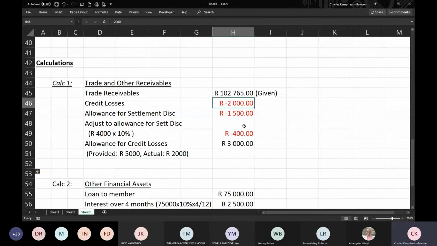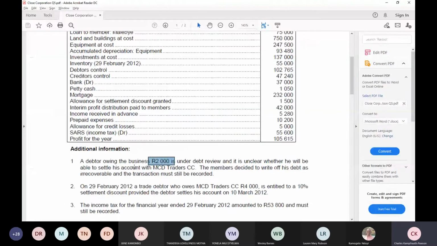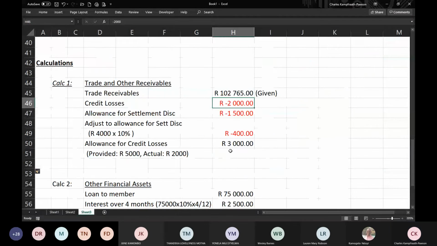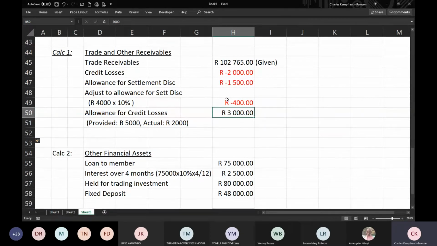There was an actual credit loss of the very first debtor. He didn't pay, but we have provided for 5,000. So the allowance for credit loss that should be deducted is 3,000. This is a principle that you don't see every day, so please mark this question. It's quite an important one.